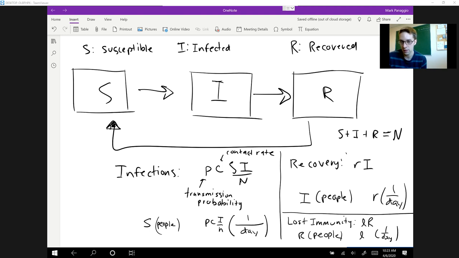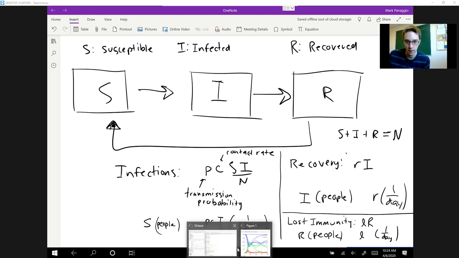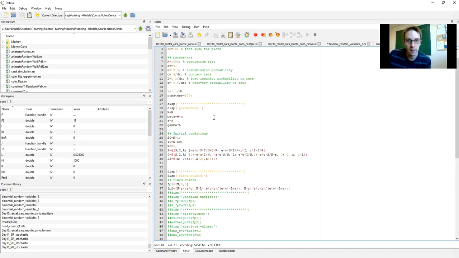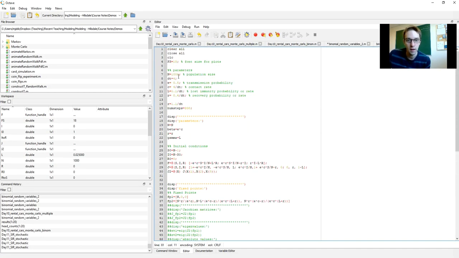And for lost immunity, you could flip R coins, one for each recovered person, and have probability of success L. All right, so let's actually look at how we might implement that with the computer. So I'll bring up Octave. And so first things first, I've set up the parameters of the model.